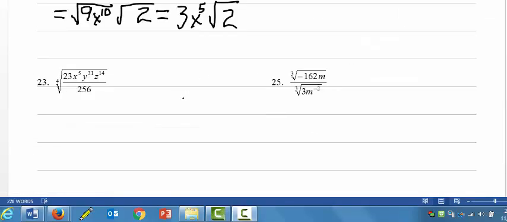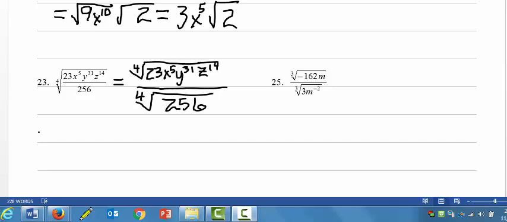Okay, here I want to apply the fourth root to a quotient, but I realize it's going to be easier to apply the fourth root to the numerator first and then separately to the denominator. So I rewrite it where I've done that. And now the fourth root of 256 is 4. That 256 is actually 4 to the fourth.